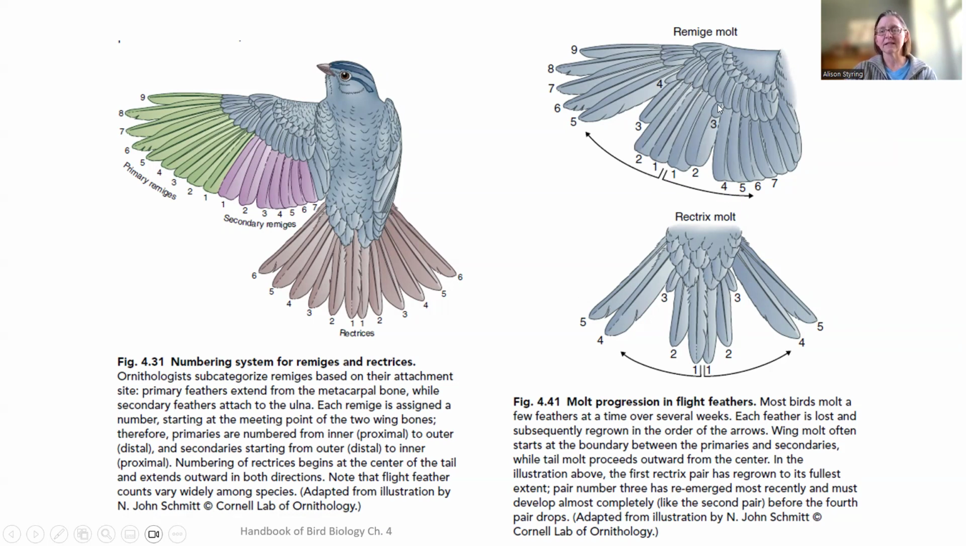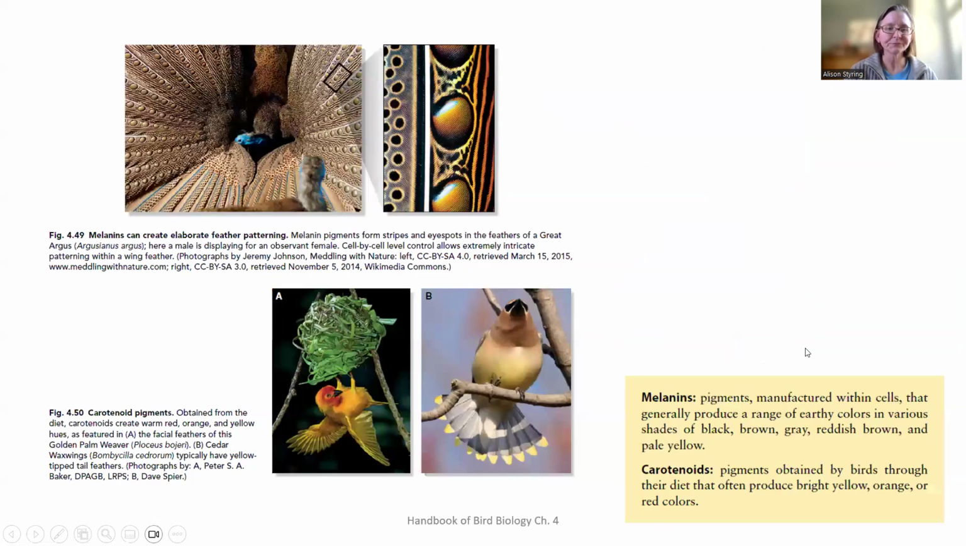In this case, we're seeing that secondary number 3 is starting to grow in on this bird. On the primaries, it's a little further ahead with secondary 3 also growing in, but a little further along, and primary 4 has been lost and is starting to grow in. But after these feathers grow in, 3 and 4 in this case, the next feather will drop and a new one will grow in. Same with the rectrices.